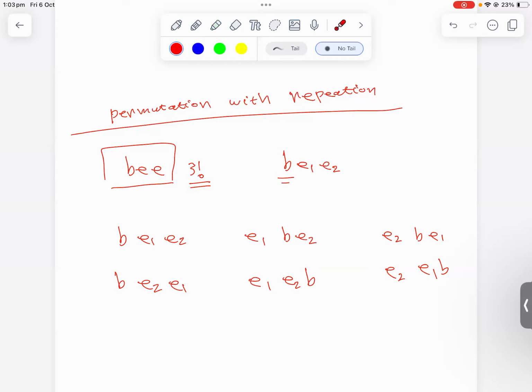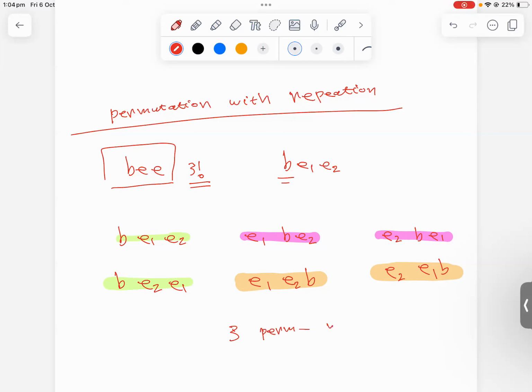if there were no indices, these two words would be the same. So this will be the same as this one, and of course this one is the same as this one, and this word is definitely the same as this one if we don't have indices. So how many without indices? We have 3 of them. So we have 3 permutations with repetition.